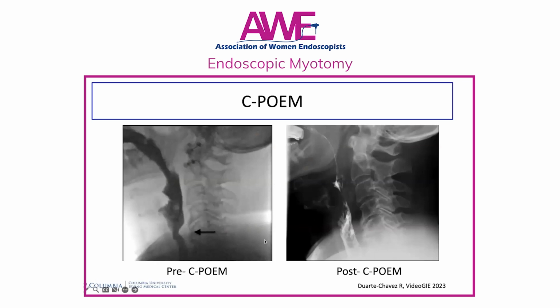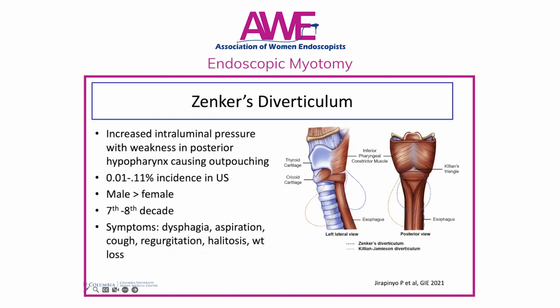And here you can see the radiographic improvement. This is what a cricopharyngeal bar looks like on an esophagram, this very pronounced indentation here. And here you see resolution of the indentation post C-POEM.